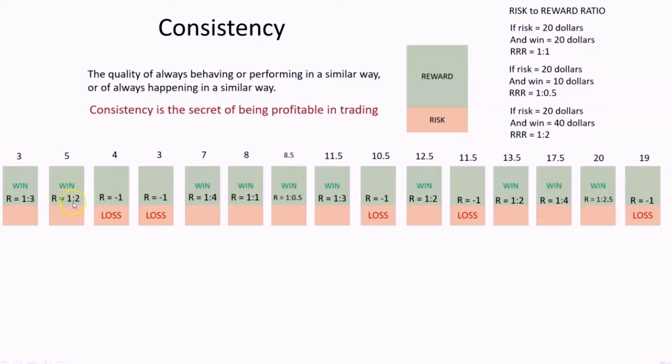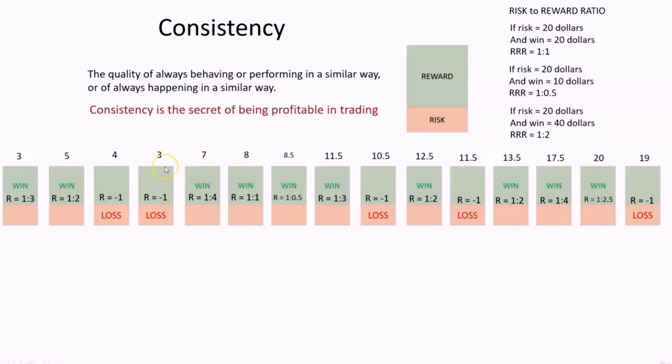The second day, or a few days later, you enter another trade, and you make 1 to 2. So you make 2 Rs, win. So 3 plus 2, we have 5. The third day, the trade goes against you and you lose 1 R because this is what you risk. So 5 minus 1, 4. Let's say that the fourth day is the same. You lose 1 trade. So you're back to 3. And the fifth day, you enter a trade and you make 1 to 4. So you make 4 Rs.